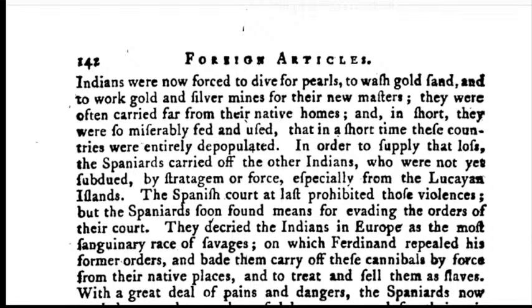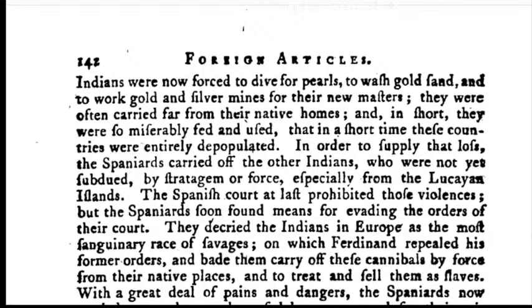You know what I'm saying? We see this here. It said that in a short time, these countries were entirely depopulated. In order to supply that loss, the Spaniard carried off other Indians who were not yet subdued by stratagem or force, especially from the Lucayes Islands.